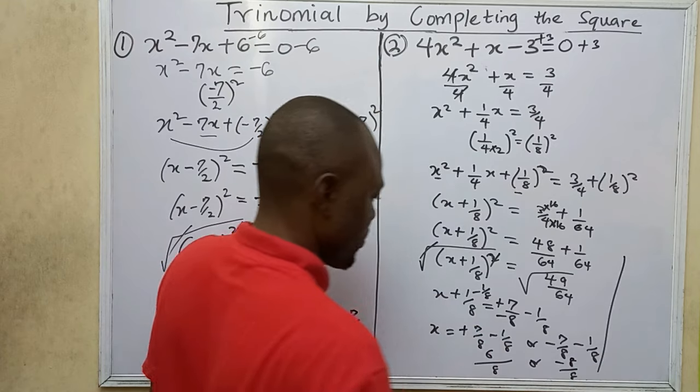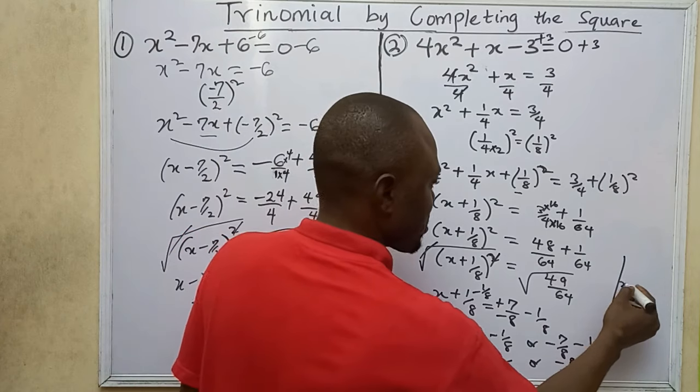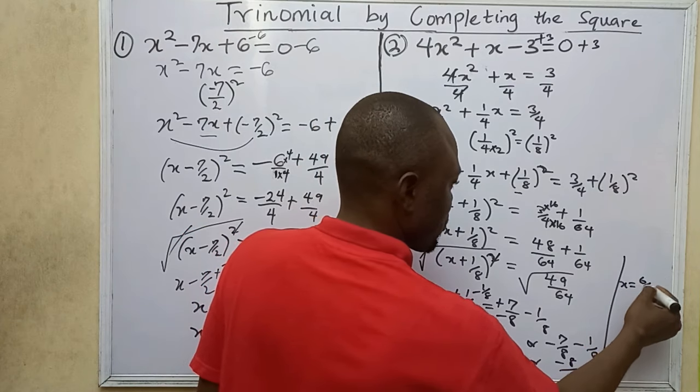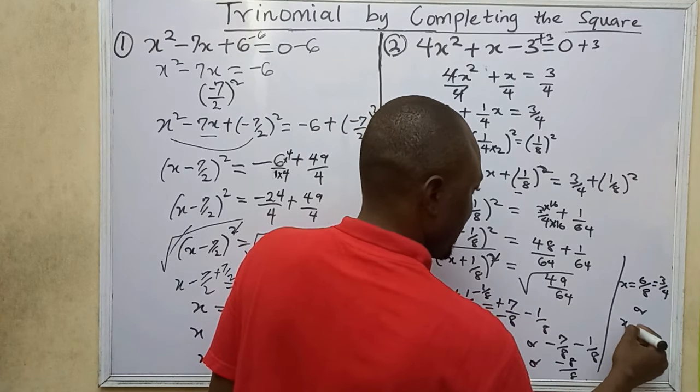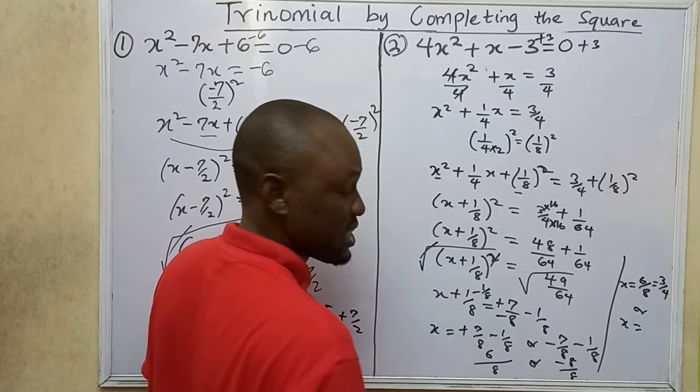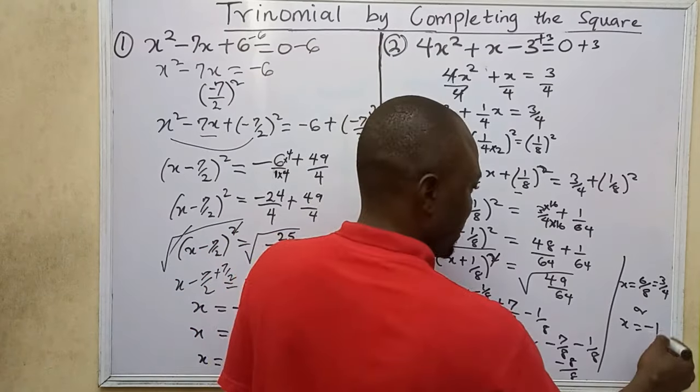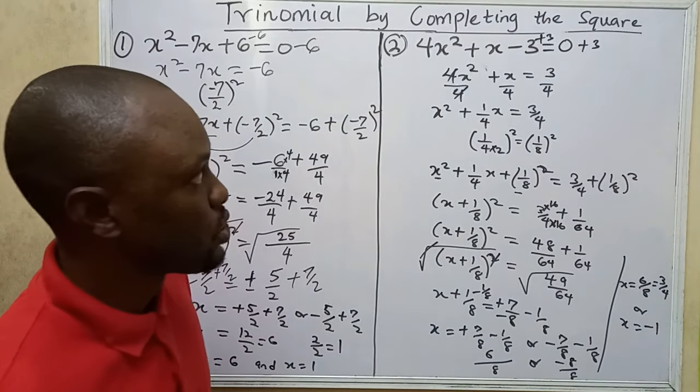So therefore, my x value will be 6/8, which is 3/4, or my x value will be minus 8 divided by 8, which will give me minus 1. So that's how to solve that.